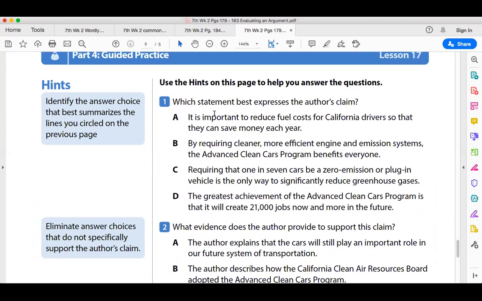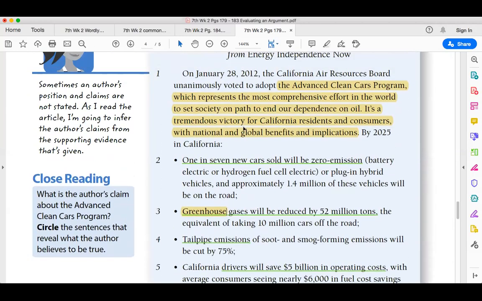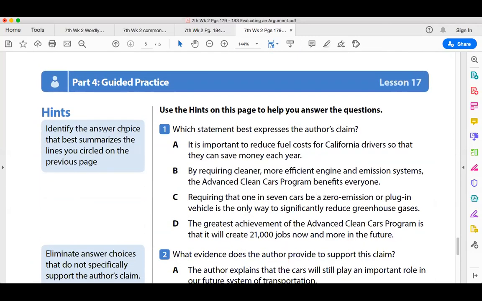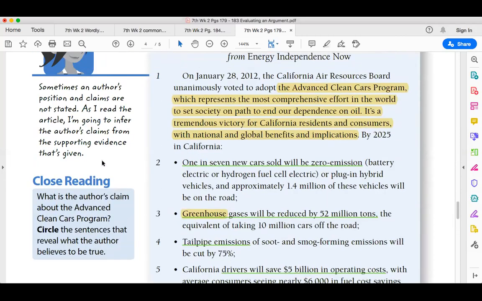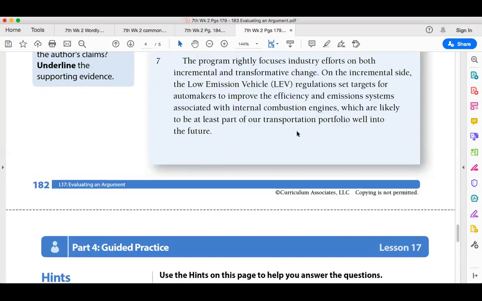First question, which statement best expresses the author's claim? Now remember, you go back over here, the author's claim is right here. We highlighted it, okay? So identify the answer choice that best summarizes the lines you circled on the previous page. Well, we couldn't circle them. We highlighted them, and some of you can circle them. So if you can circle them, go for it. But that's what you're looking at.